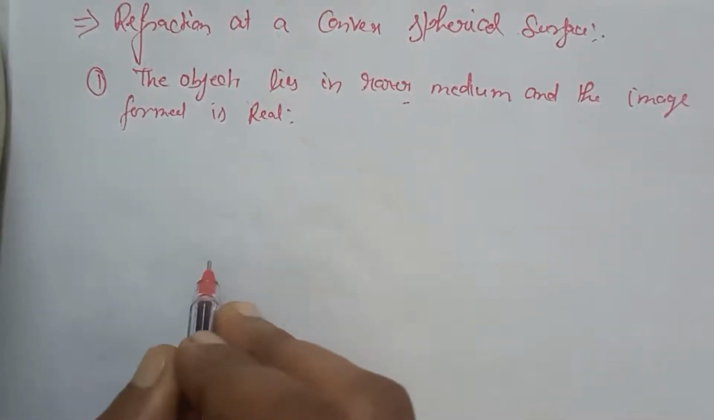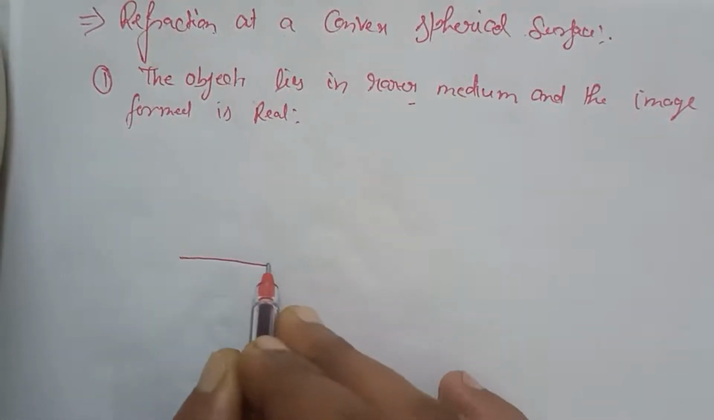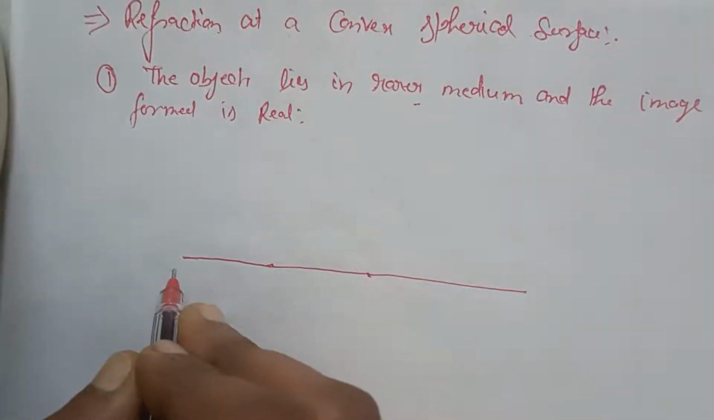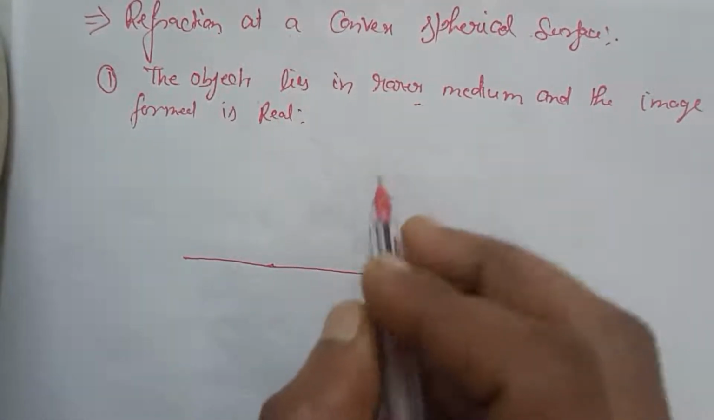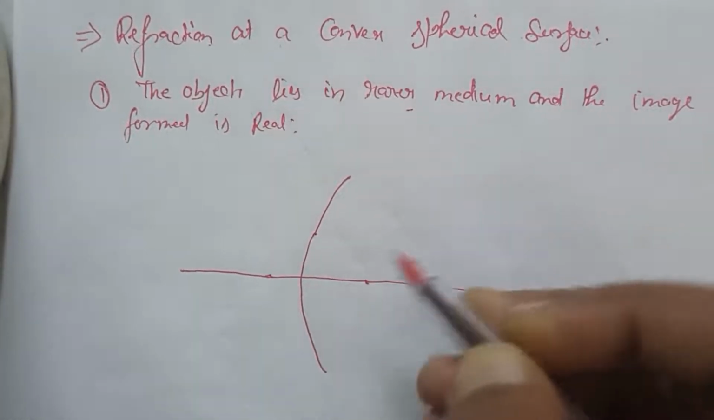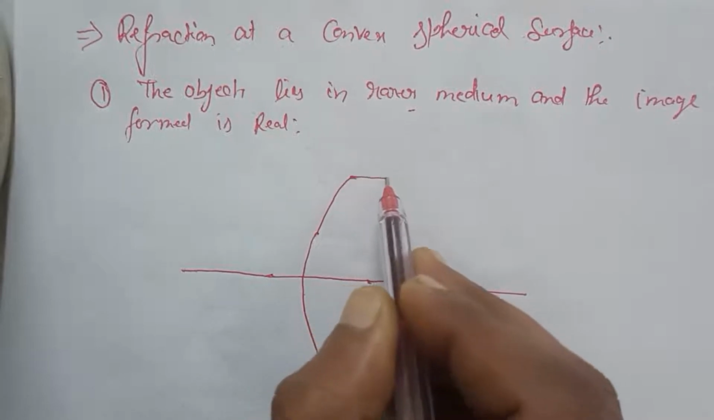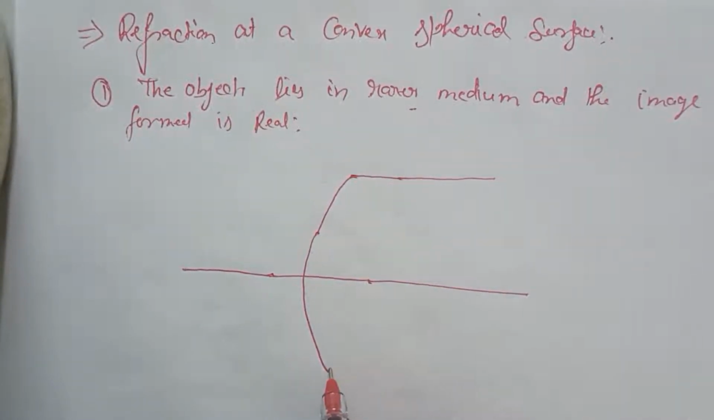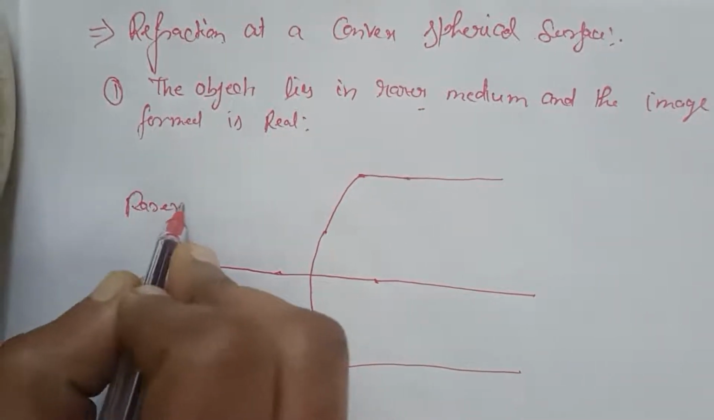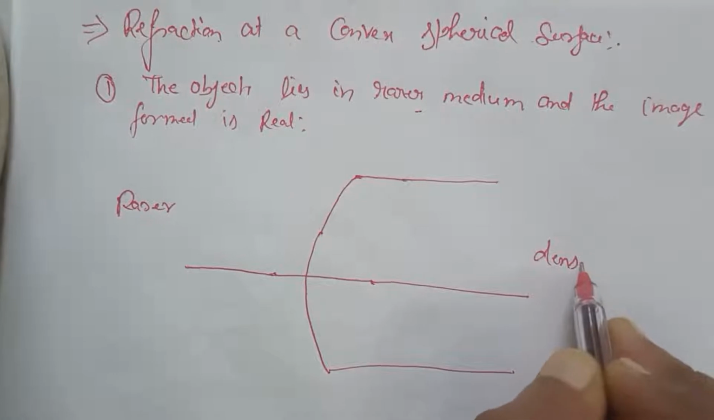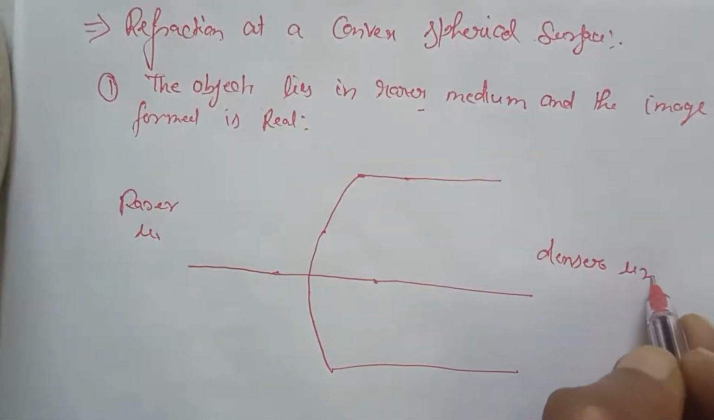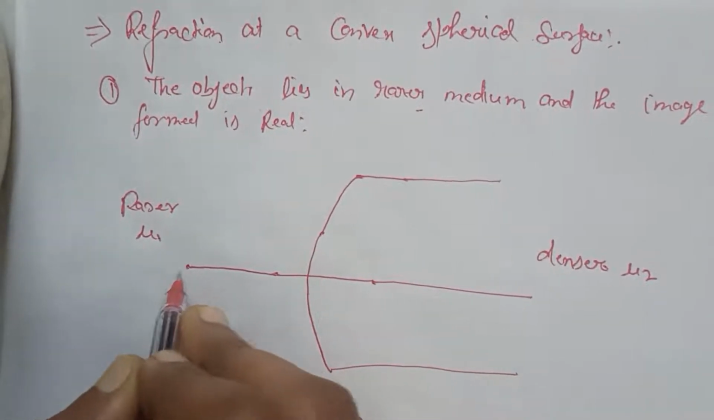Now we draw the ray diagram. This one is considered as the convex surface. This one is considered as the denser medium and this one is the rarer medium, with refractive index mu1 and refractive index mu2. Now the object is placed at point O.